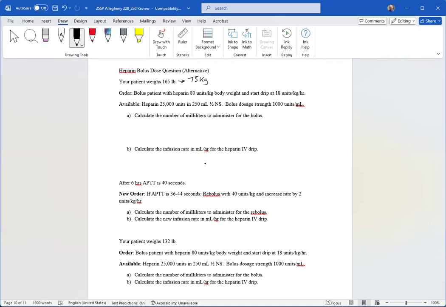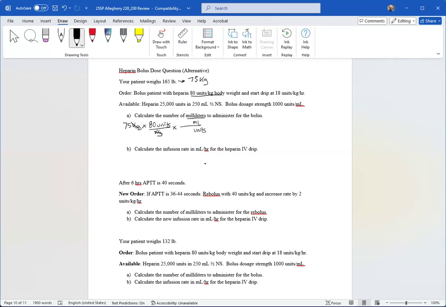So with calculating a bolus, I'm just going to follow the order. It tells me I need a bolus with 80 units per kilogram. So I'm going to take my 75 kilograms times my 80 units per kilogram. Now, if I leave it as this, I'm going to be in units, okay? I don't want units. It tells me we're looking for milliliters. So I have to do another step, and I have to convert units to milliliters.